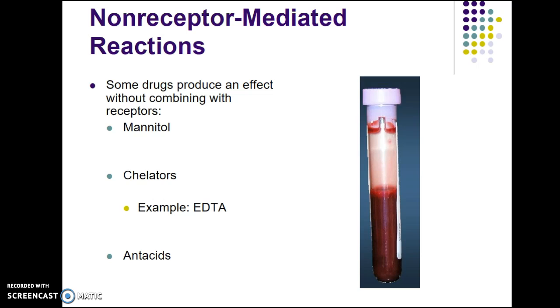And then lastly, antacids. We'll talk about these when we get to the GI tract. Antacids are simply, as they imply, going to neutralize acid. We typically use them in the stomach to neutralize stomach acid when that is having a bad effect on the stomach. And it's a simple chemical process of neutralizing the acid.